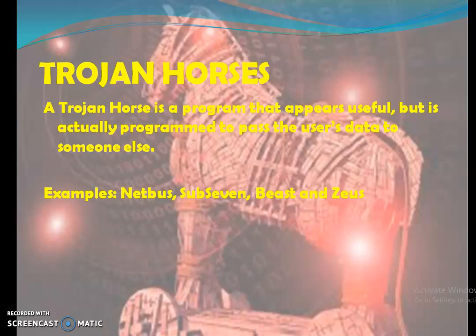And the main solution which can be done to prevent itself from Trojan horses is to install an effective security solution which runs fast. Frequent scan should be there, and it should alert you as soon as Trojan virus is detected. Some of the examples of Trojan horses are NetBus, Sub7, Beast, and ZS.